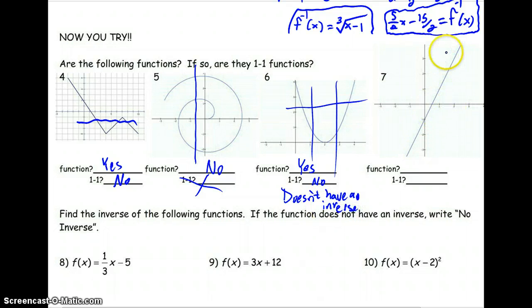Take a look at number 7. Is it a function? Why, yes, it is. One-to-one? No. No, it is not.